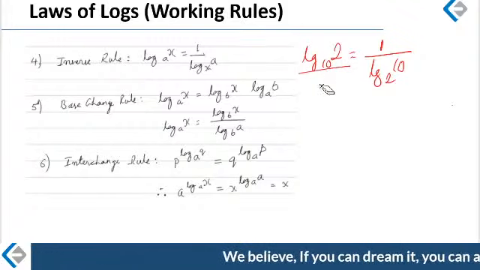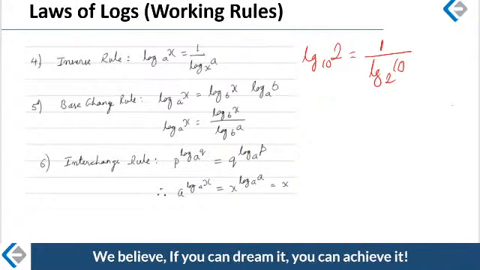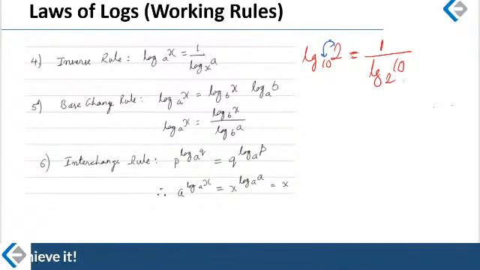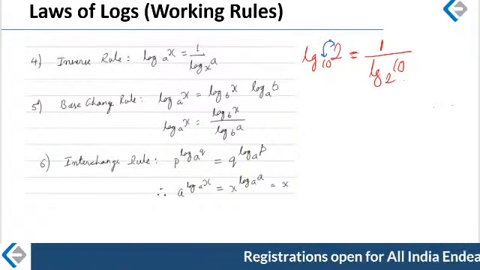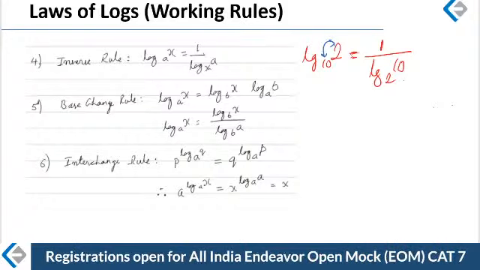Inverse: already you wrote it upside down. If you write it upside down, but you want it to still be equal, change these two. Change the position of the base and the number. Change the input and the base, change both of them. That's when you can write it as the inverse.